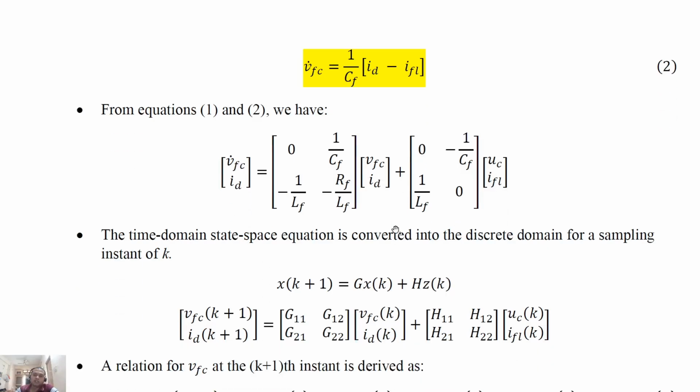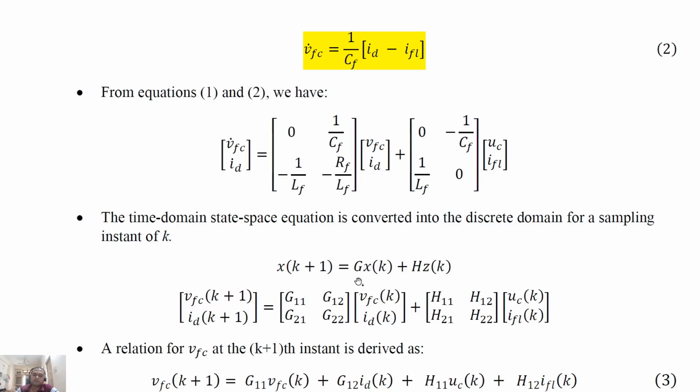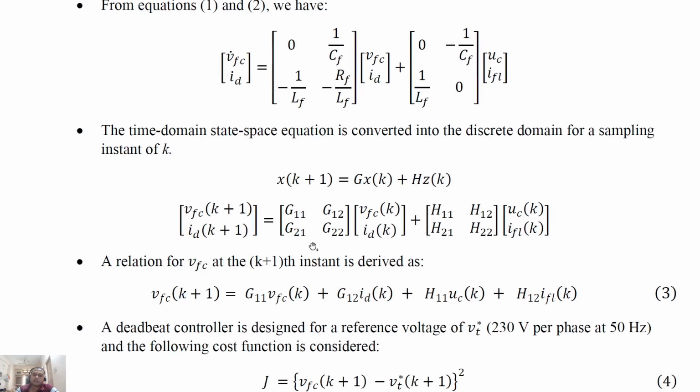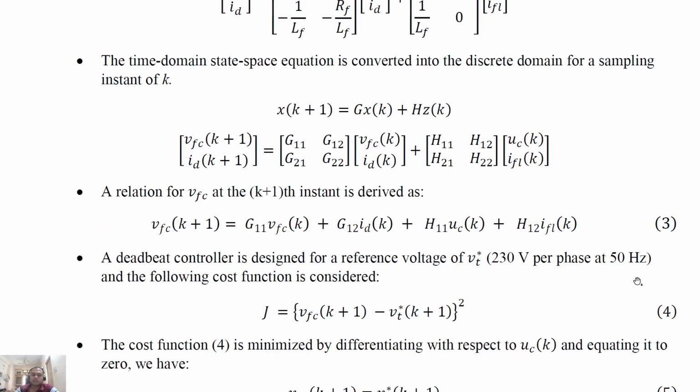Now we need to convert this state space equation into the discrete domain for sampling state at k. So you will get this equation, and we can find the relation for the output capacitor voltage at the (k+1)th instant, and this is represented by equation number 3.